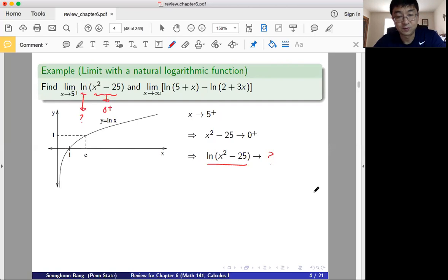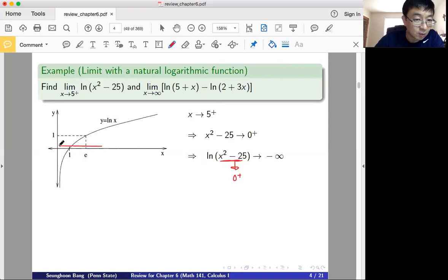What is the answer? So what do you think? The next one. The x squared minus 25 approaches 0 from the right. What is the whole ln function? The negative infinity? Yes, negative infinity. The inside one approaches 0 from the right, so it is above the x-axis. This ln function is going down, going to negative infinity. So the answer is minus infinity.